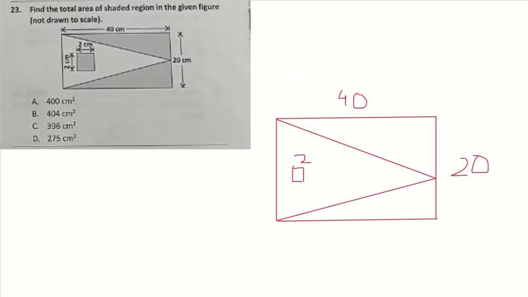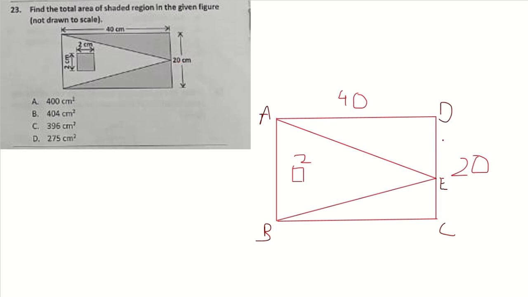Find the total area of the shaded region in the given figure not drawn to scale. Now, not drawn to scale is why I have drawn this triangle. Let me name all the points: A, B, C, D, E. Now, I have drawn this figure because it's not to scale. So, what if E is not the midpoint of DC? It looks like it here, but what if it is not the midpoint of DC?